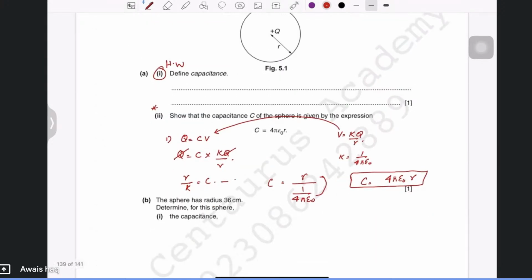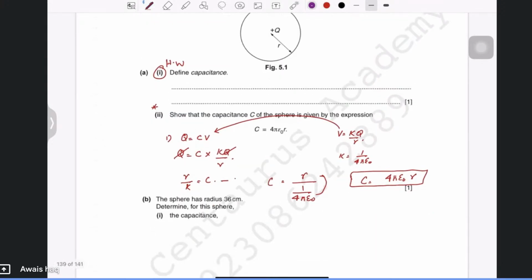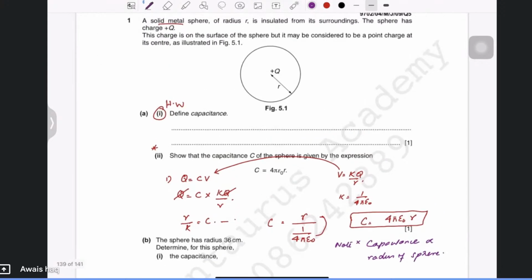Now here I just want to give you a note, and the note is that in this sphere, capacitance is directly proportional to the radius of the sphere. So the larger the radius is going to be, the greater the capacitance is going to be, and that's what you guys need to think when doing this question.